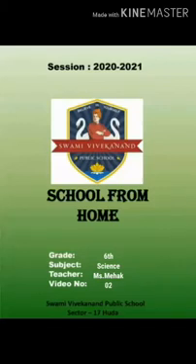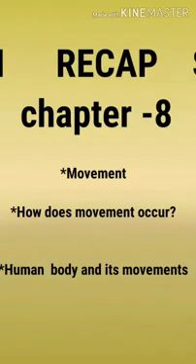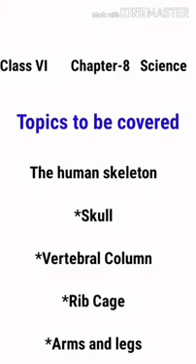Today we'll continue with chapter 8. Before starting the new topic, let's have a short recap of the last session. Yesterday we discussed movement, how movement occurs, the human body and its movement. And today we'll discuss the human skeleton, its parts: skull, vertebral column, rib cage, arms and legs.